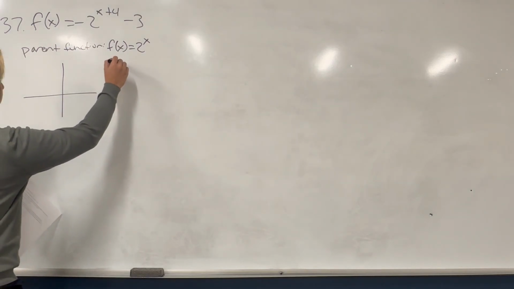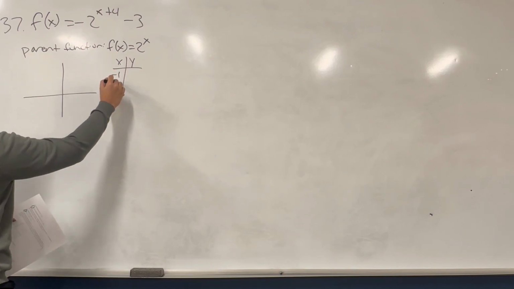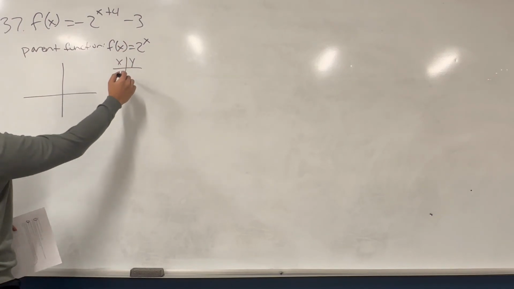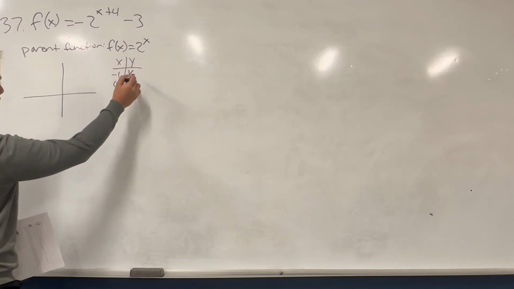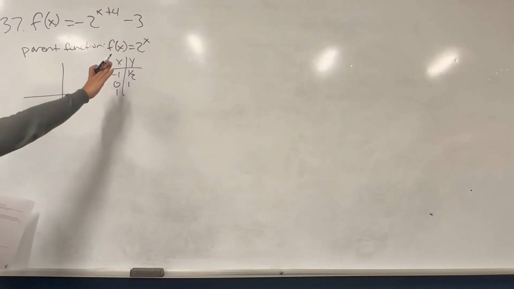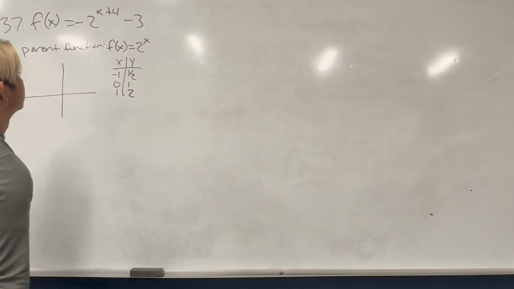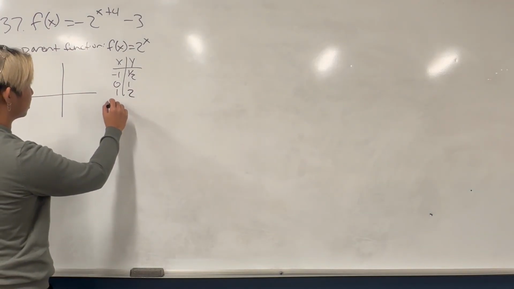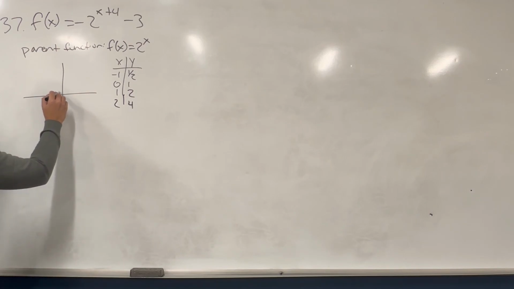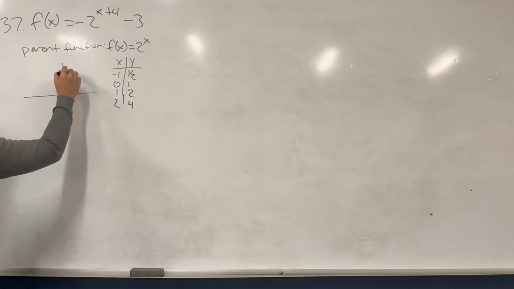Let's do a little x and y table. I would take one negative number, so negative 1, I would do 0, and then 1 or something. So negative 1 here would be 1/2. 0 gives 1, because 2 to the 0, or any number to the power of 0, is 1. And 2 to the 1 is 2. I'll do one more, 2, just to have another point. So negative 1 is 1/2, 0 is 1, 1 is 2, and 2 is 4.